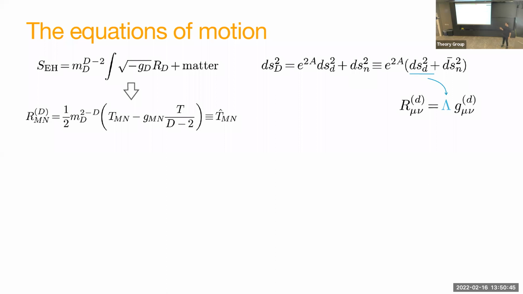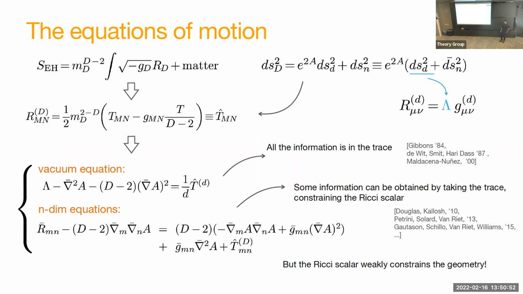In particular, you can write it down in this form, which is easier for this kind of analysis. And then you can plug in the ansatz. If you do that, you get two sets of equations. The ones with legs along the extended space-time, which I'm just calling the vacuum equation, and then the equations along the internal space. So let's focus on the vacuum equation.